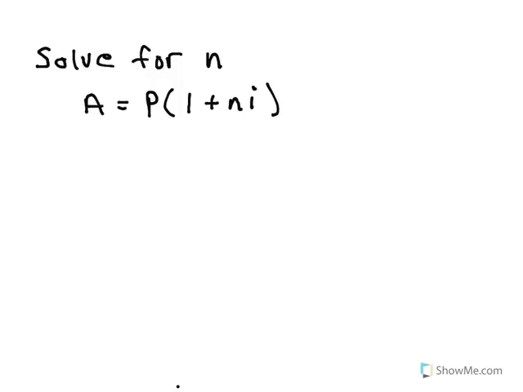Another example, solve for n. In this case, n is enclosed in parentheses, so we must first multiply the p times both terms in the parentheses. P times 1 is p, and p times nI is pnI. Then we drop our parentheses.